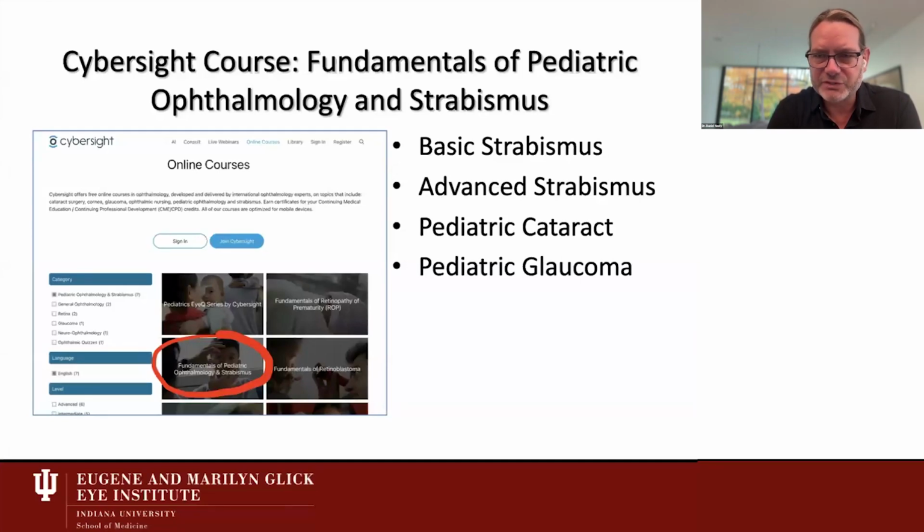It's broken down into 5 or 6 modules, one of which is basic strabismus. And then there's another module on advanced strabismus. But it also has modules on pediatric cataract and pediatric glaucoma, including how to do those procedures step by step. And there's also a brief section on retinoblastoma. So it's a rather lengthy module, but once you take the pretest, you can go through and look at different sections. If there's anything that you want to follow up with after this seminar, take a look there, because most of this is included there since I created that module.